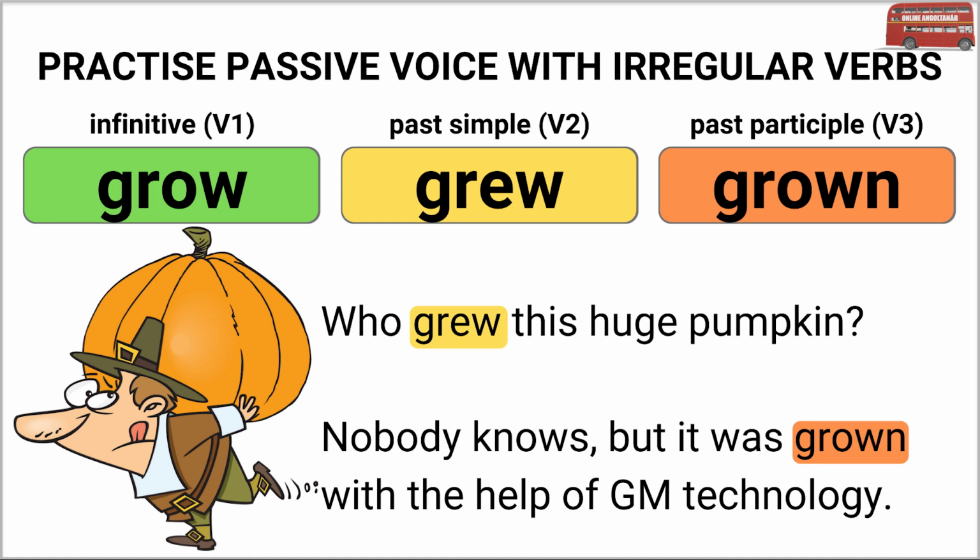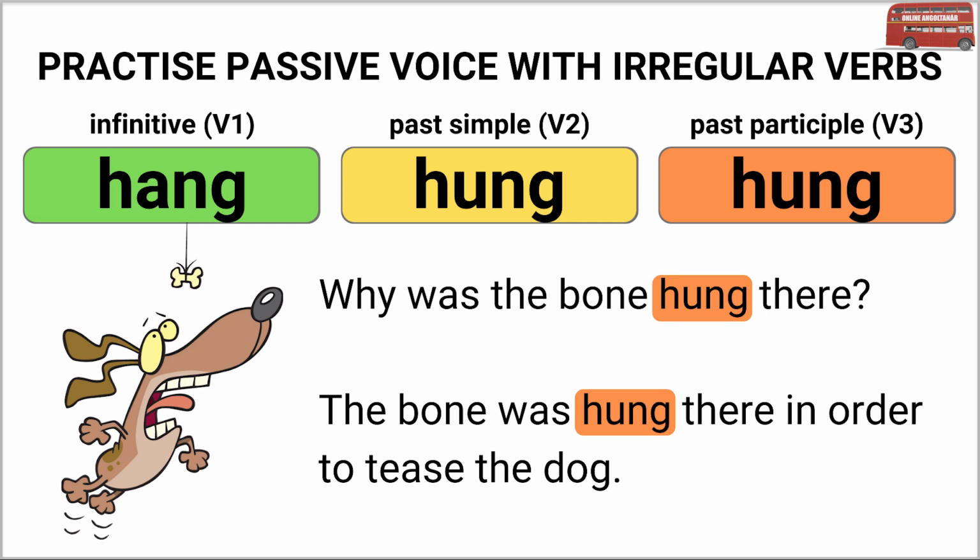Grow, grew, grown. Who grew this huge pumpkin? Nobody knows, but it was grown with the help of GM technology. Hang, hung, hung. Why was the bone hung there? The bone was hung there in order to tease the dog.